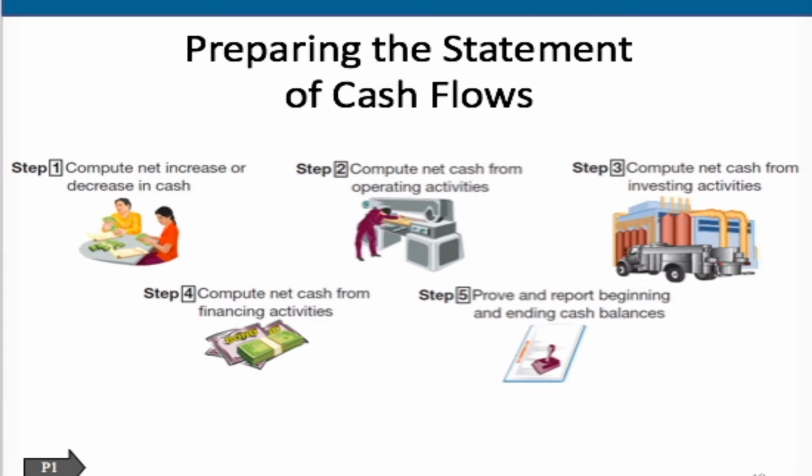Preparing a statement of cash flows typically involves 5 steps, listed out here, 1 through 5. 1, compute the net increase or decrease in cash. 2, compute and report net cash provided or used by, and then 2, 3, and 4 are operating, investing, and financing activities. And then finally, the last step, compute the net cash flow by combining net cash provided or used by each of the 3 categories, and then prove it out by adding it to the beginning cash balance to show that it does in fact equal the ending cash balance.